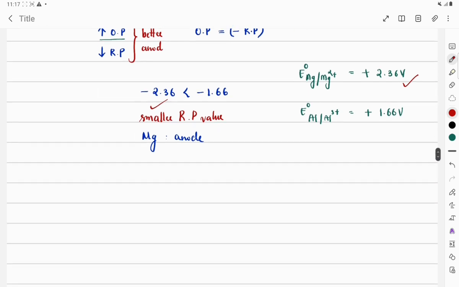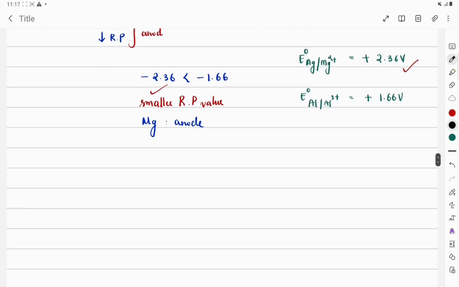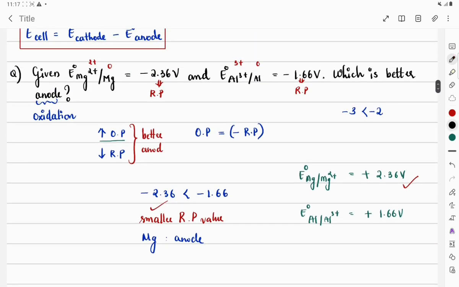Now, suppose in the question, they have just given you the electrode potential of magnesium. They haven't mentioned whether it is reduction or oxidation. In this case, it is clearly evident that it is reduction, but in some questions, they may not specify that.